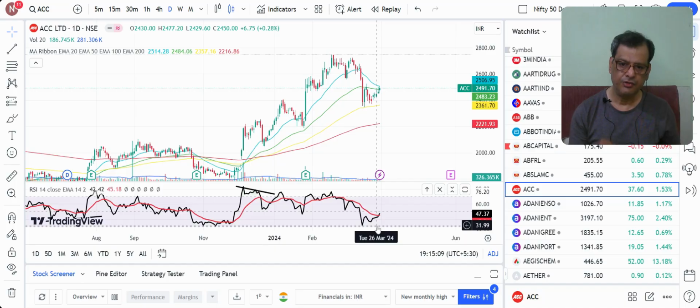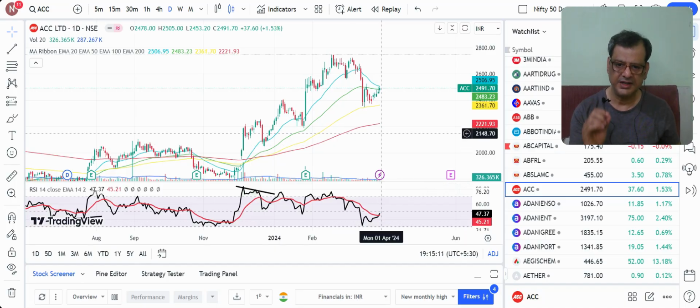Remember, do not trade solely on the basis of any single indicator or you're going to end up losing money. And since you're with me, I want you to make money and become financially free. It's going to take some time, but slowly and steadily over a period of time, I want all you guys and gals to be financially free.